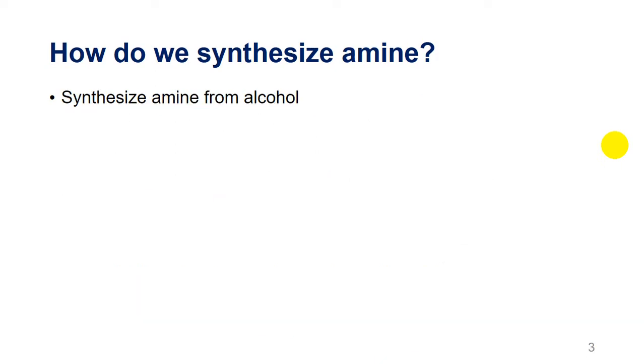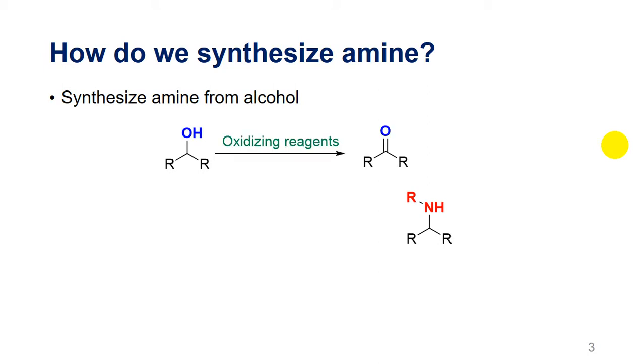So how about synthesizing the amines from the alcohol? Alcohol is the functional group in many organic compounds, and many alcohols are commercially available. In this case, we can think about oxidizing the alcohol to form the aldehyde or ketone, then let the carbonyl undergo the condensation reaction with the amine to form the imine. Finally, the imine can be reduced by reducing reagents such as sodium cyanoborohydride to form the amine. This strategy is much more useful than the alkylation reaction.